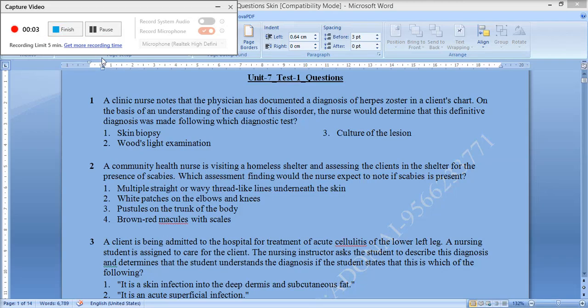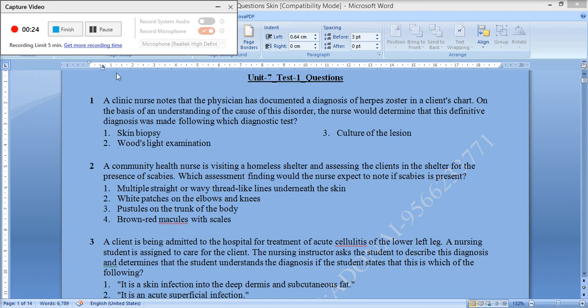Unit 7 Test Question 1. A clinic nurse notes that the physician has documented a diagnosis of herpes zoster in a client's chart. On the basis of an understanding of the cause of this disorder, the nurse would determine that this definitive diagnosis was made following which diagnostic test?